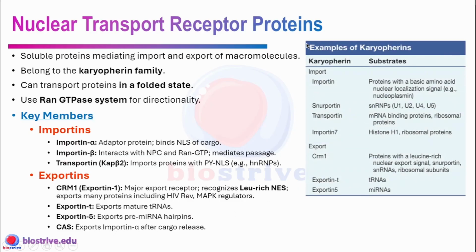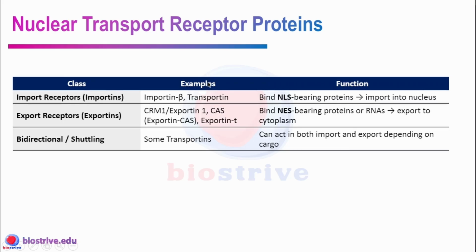Now you can go through this table on your own, which represents almost the same information. The new information is importin 7, which transfers histone H1 or some ribosomal proteins. We have snurportin, which transfers snRNPs, which are U1, U2, U4, U5. If you remember, these are proteins used in the splicing of mRNA. For export, we already studied CRM1, exportin T and exportin 5 in this slide. So you can go through this table on your own as well.